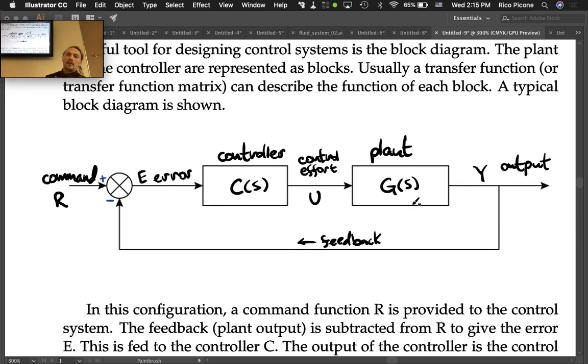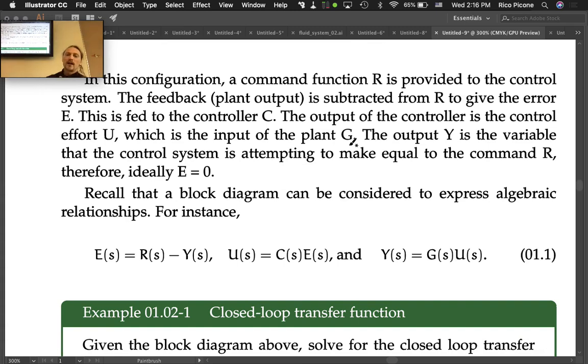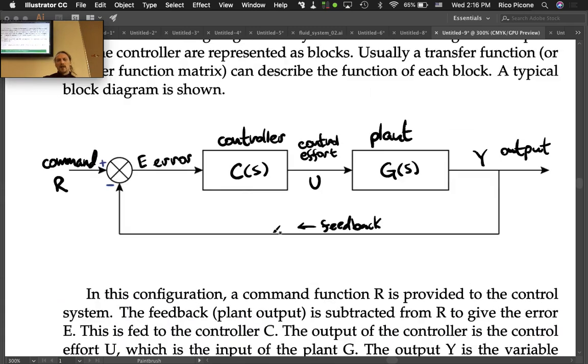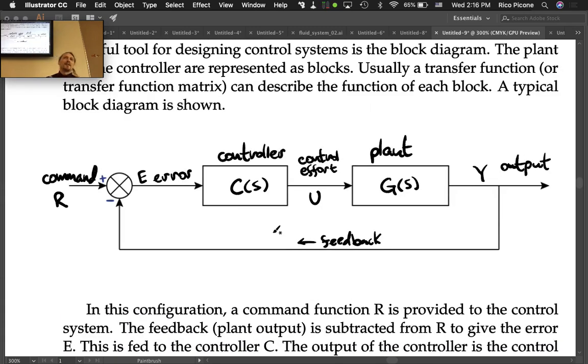Similarly, with the plant block, the output is equal to the plant multiplying the input control effort U. That's just using the definition of a transfer function, essentially. The transfer function is the output over the input, so the output is just the transfer function times the input. So we've got 3 equations described here. Looking at these 3 equations and looking back at the block diagram, I feel a lot better looking at the block diagram. But when you actually need to do algebra, you've got to write those equations down, right?